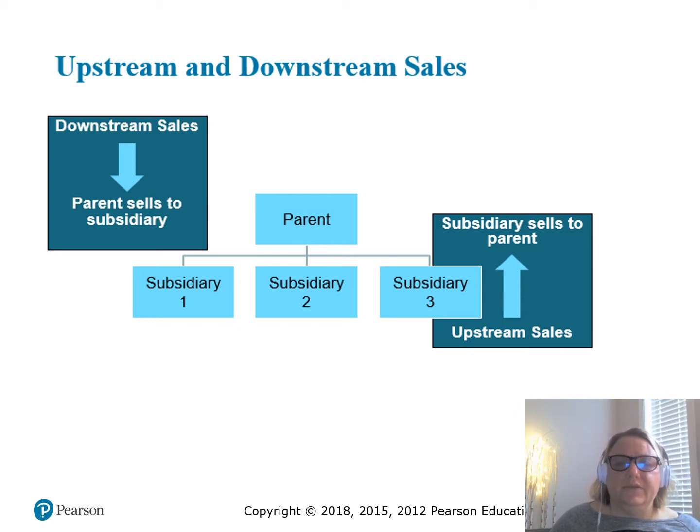So here's the thing. Think of a staircase. Think of seniority. Think of the parent as always being at the top. Downstream means when the parent sells something to a subsidiary. Upstream sales means that the subsidiary is selling something to the parent. So make sure you have the concept of downstream, parent to sub, upstream, sub to parent.